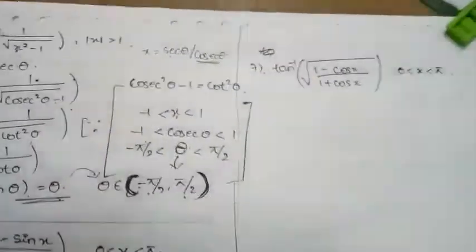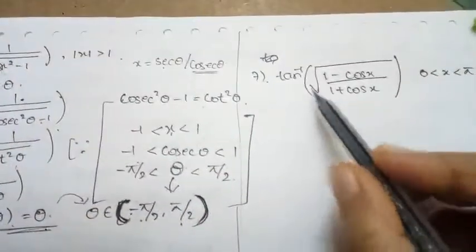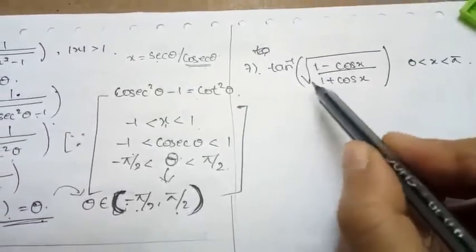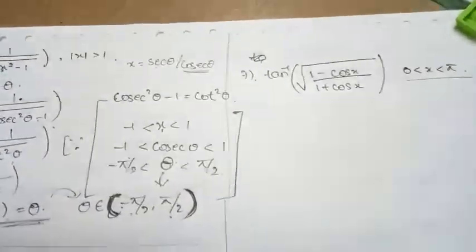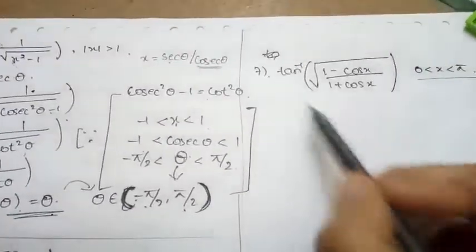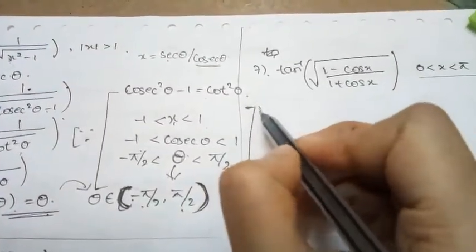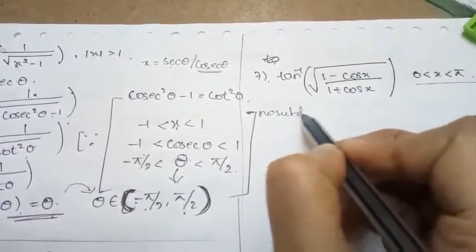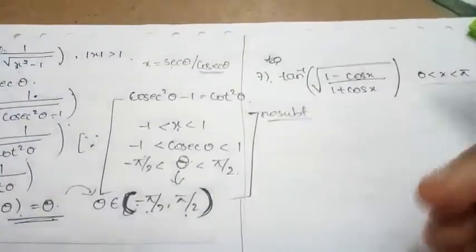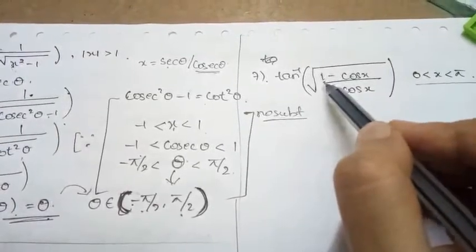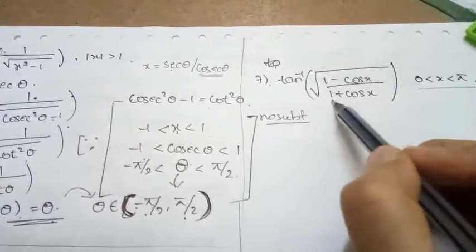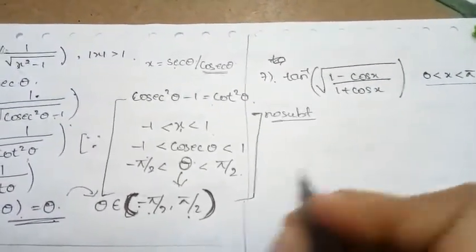So let us move to the next question, that is tan inverse of the square root of (1 minus cos x) divided by (1 plus cos x), where x is lying between 0 to pi. In this type of question there is no substitution. Here you need to deal with the identity. In the numerator we have 1 minus cos x, and in the denominator we have 1 plus cos x.